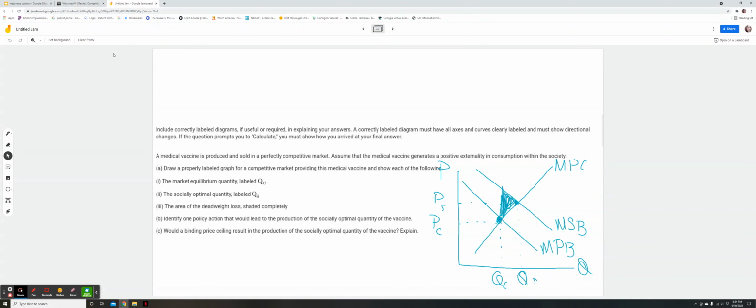One policy action that would lead to the socially optimal quantity of the vaccine is going to be a subsidy. That would cause them to increase their quantity. And would a binding price ceiling result in the production of the socially optimal quantity of vaccine? The answer would be no, because what a price ceiling is going to do is pull the price down. That would be doing something like that. Price ceiling, which would not encourage them. That would actually be lowering the price. We want to raise it in this case and get them to produce more. So the answer to that would be no.